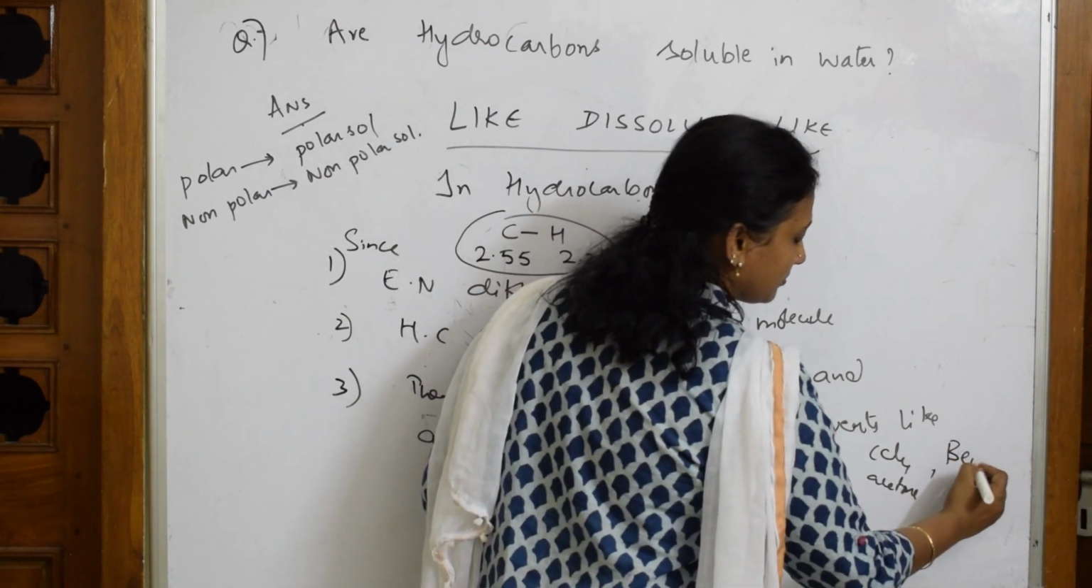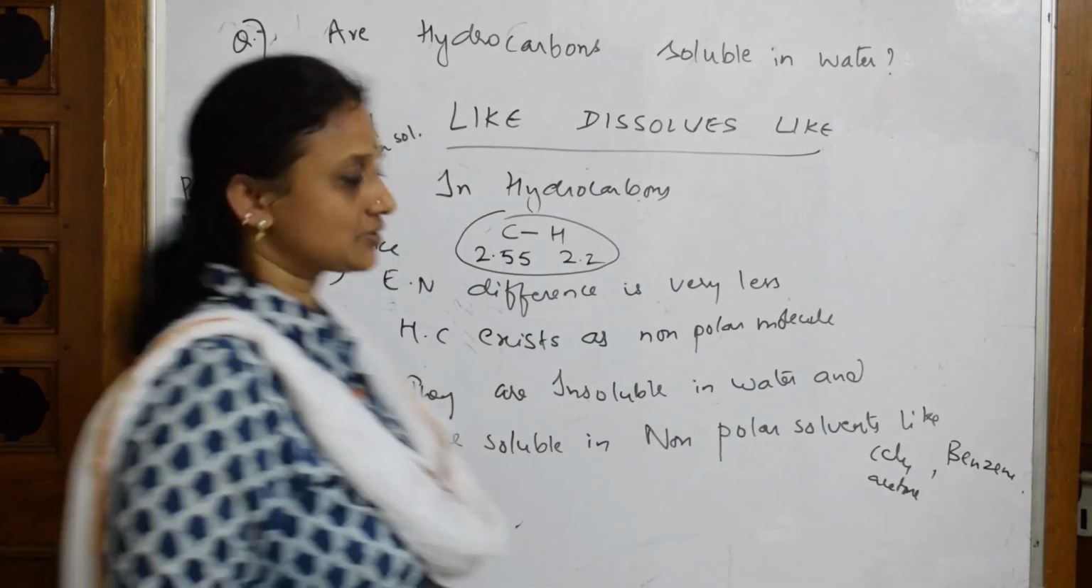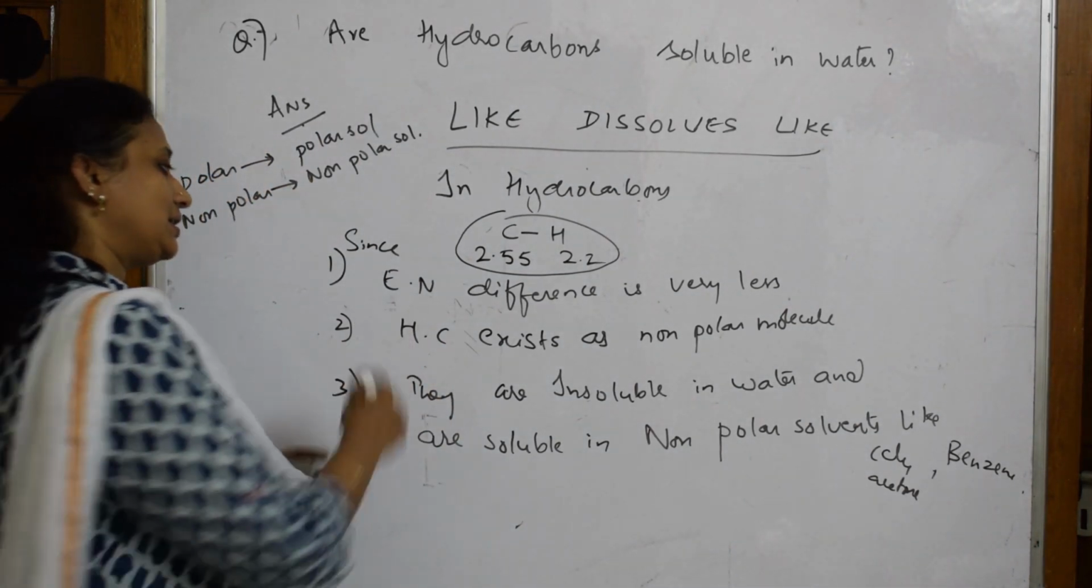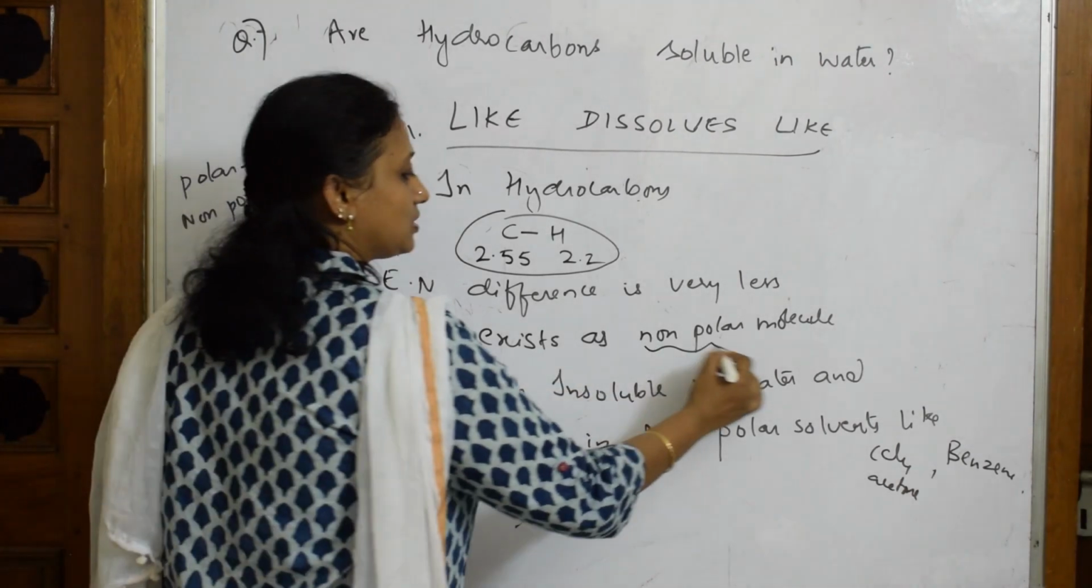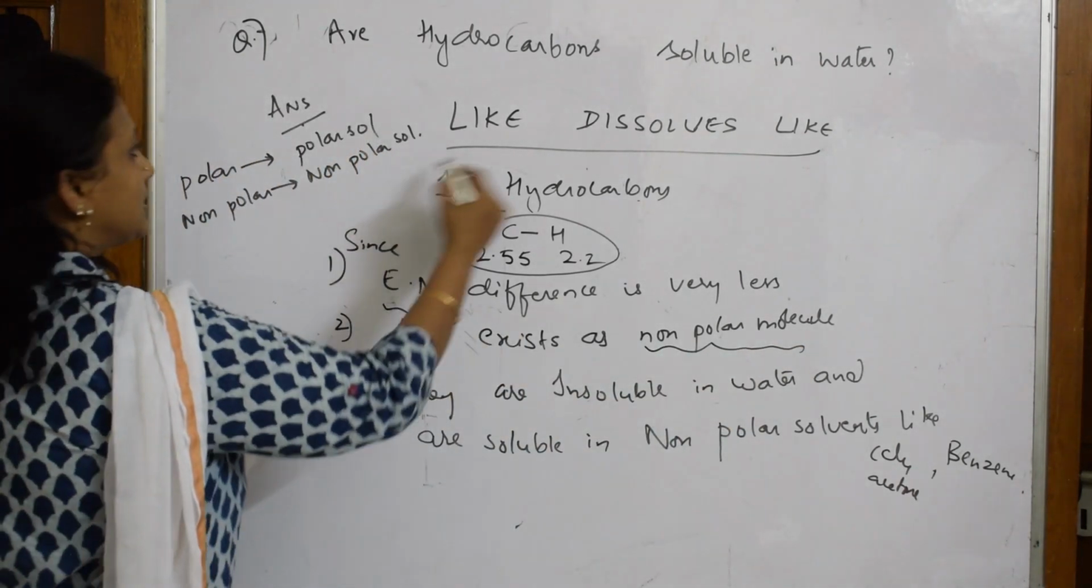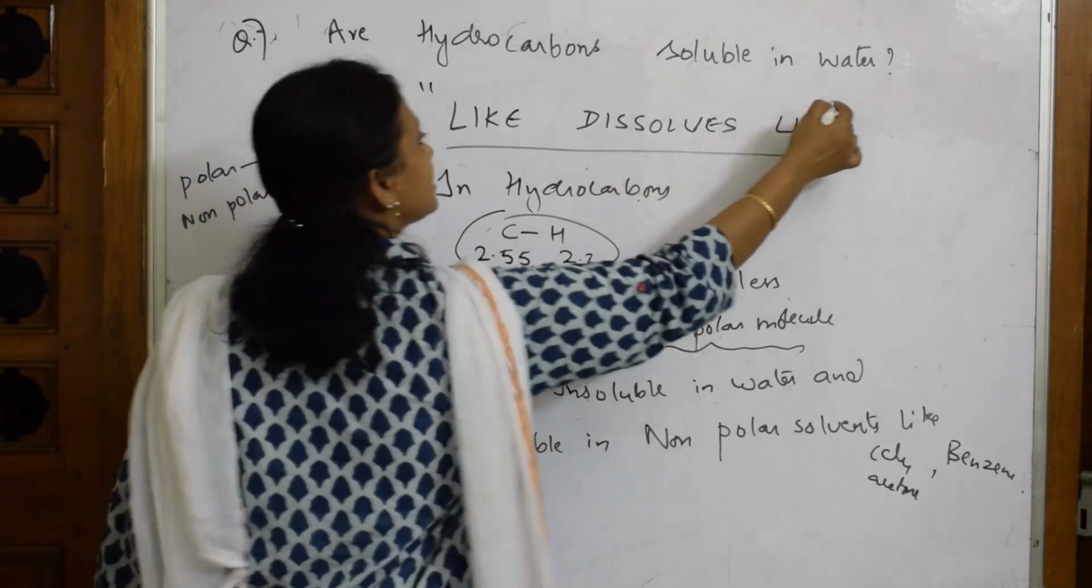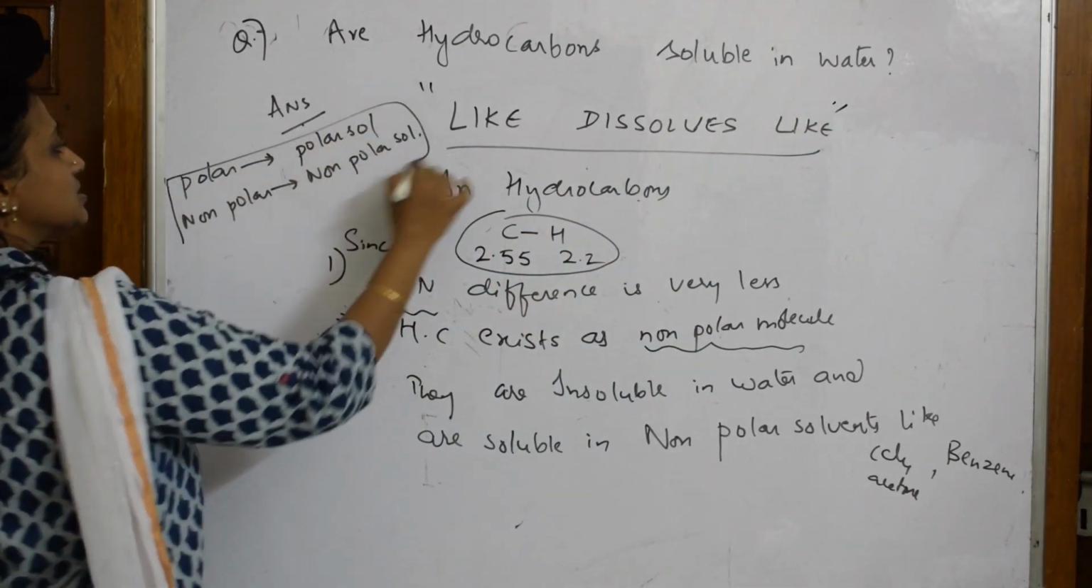Okay, this is your answer. Your teacher expects you to write this word, underline this word, then you can write: hence hydrocarbons exist as non-polar. Underline this word, put it in inverted commas like this, and put this also in a box.